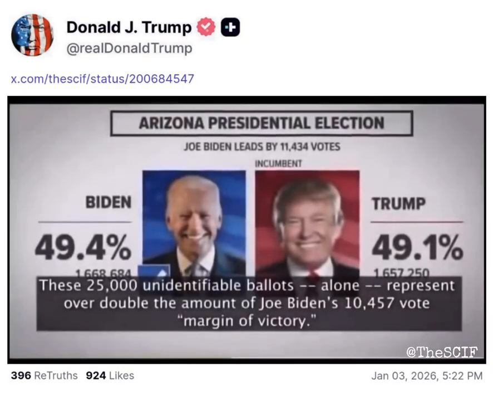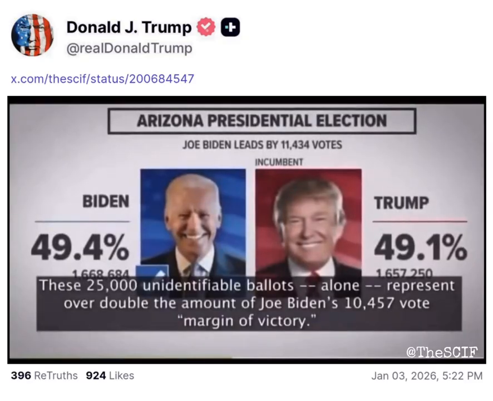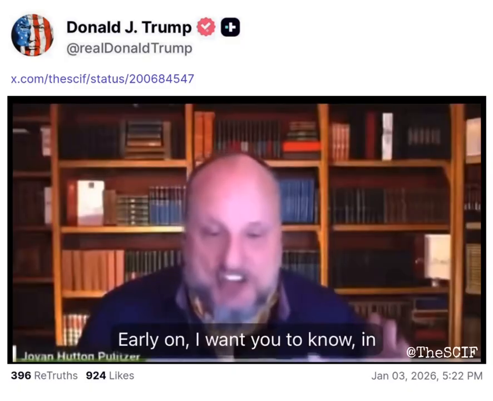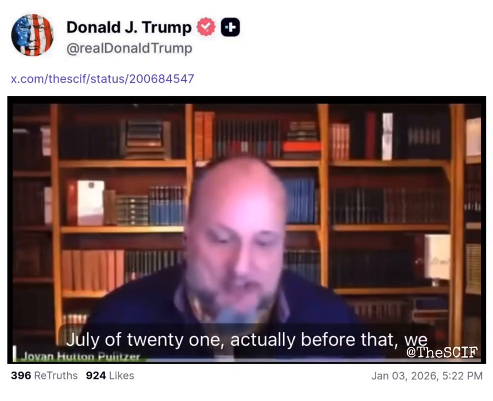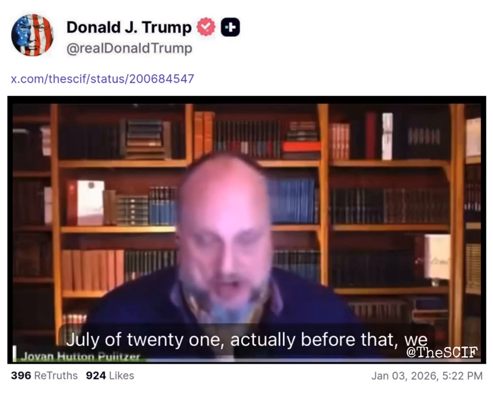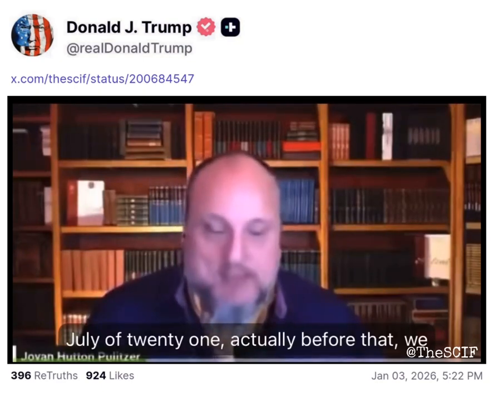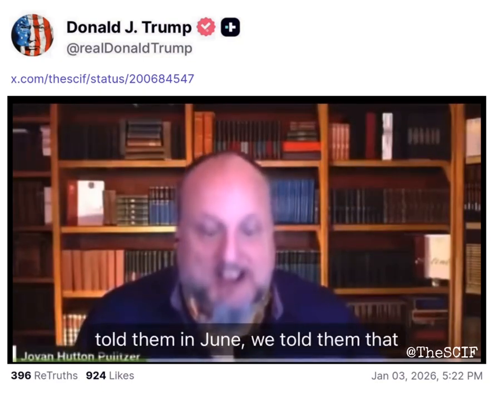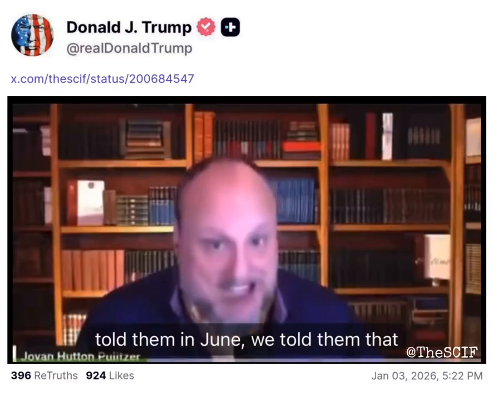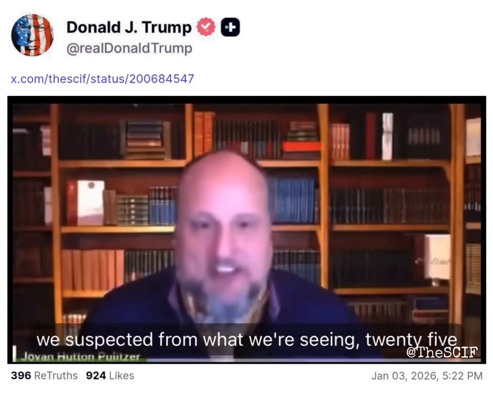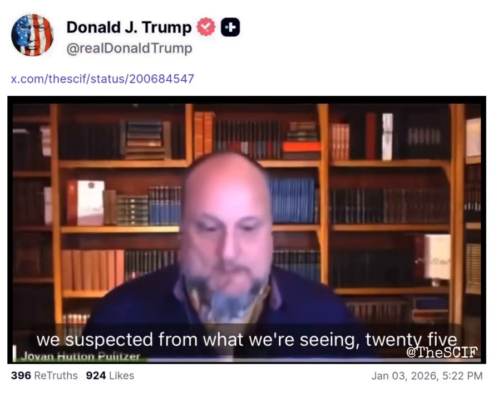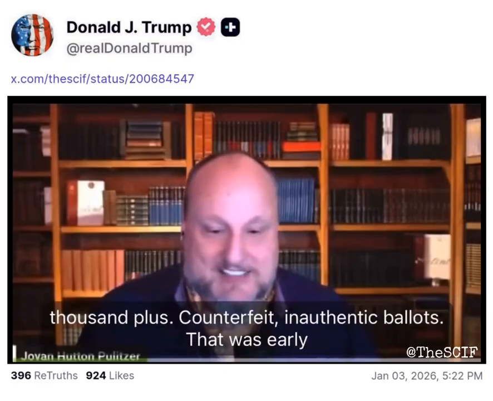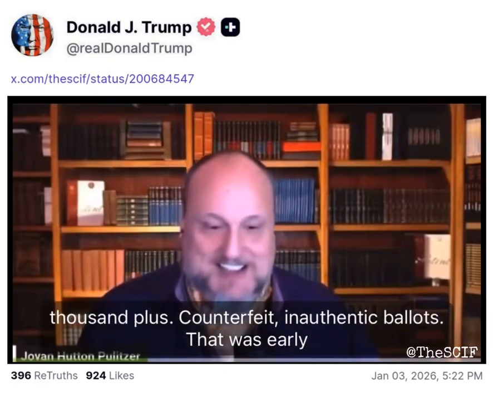These 25,000 unidentifiable ballots alone represent over double the amount of Joe Biden's 10,457 vote margin. In July of 21, actually before that, we told them in June, we told them that we suspected, from what we're seeing, 25,000 plus counterfeit, inauthentic ballots. That was early on in the process.